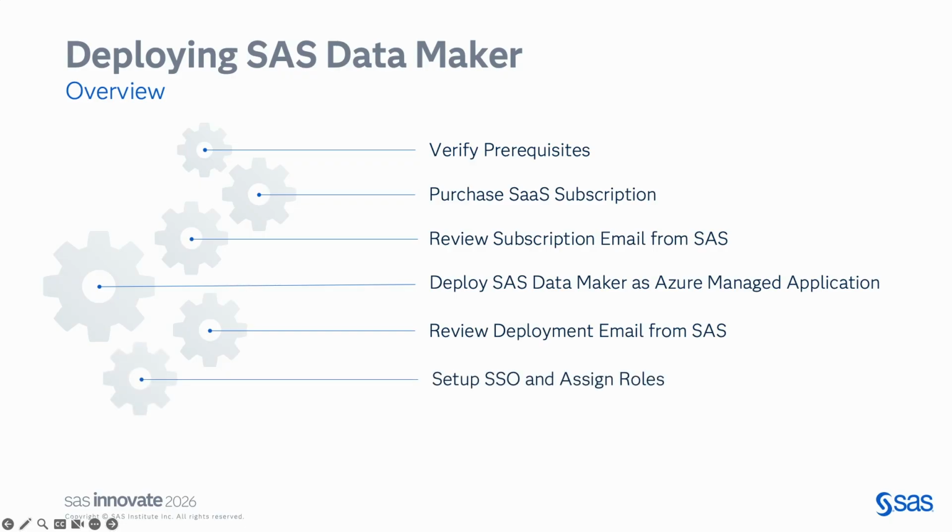And that next step is to configure SAS Data Maker by configuring your IDP to allow single sign-on so your users can log in using their typical credentials from your organization. And you must assign roles. By default, users do not have access to Data Maker even if they have the URL. Users have to explicitly be granted either a Data Maker user or a Data Maker admin role to be able to access the Data Maker application.